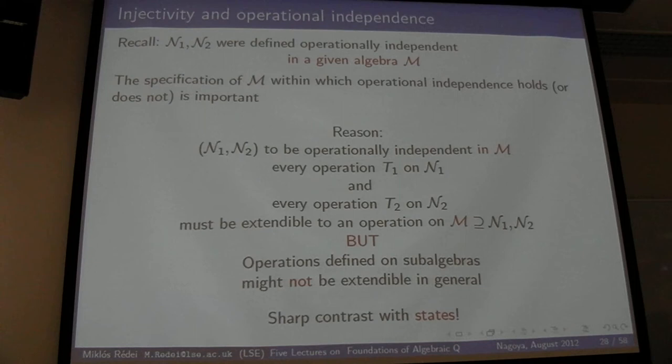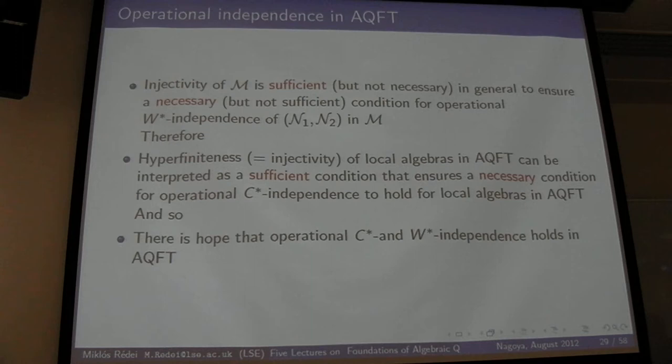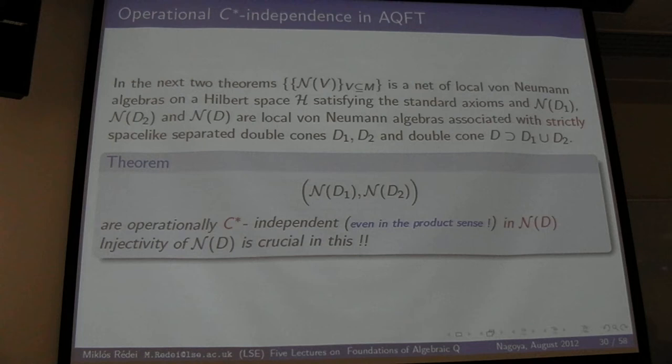So this is what we have just talked about. Injectivity is sufficient but not necessary in general to ensure a necessary but not sufficient condition for operational independence of two subalgebras in the larger algebra. So the hyperfiniteness, which is injectivity of both algebras in field theory, can be interpreted as a sufficient condition that ensures a necessary condition for operational independence to hold for local algebras in quantum field theory, and this gives us some hope that C-star and W-star independence holds in quantum field theory indeed. And this is what I claim here.